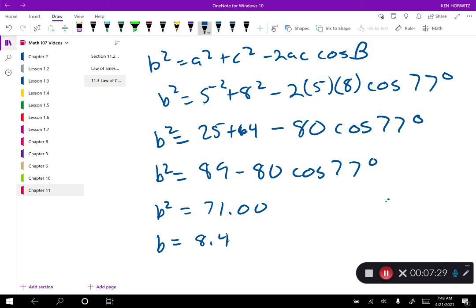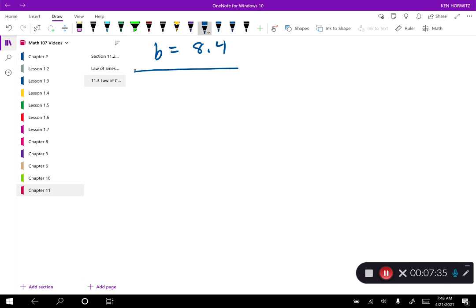All right, so let's try one more. This time we'll look for an angle. And the reason I want to try one more, look for an angle, is we just have a little bit of different algebra.